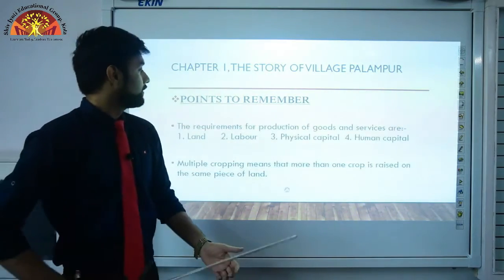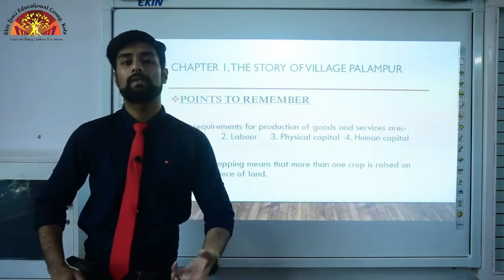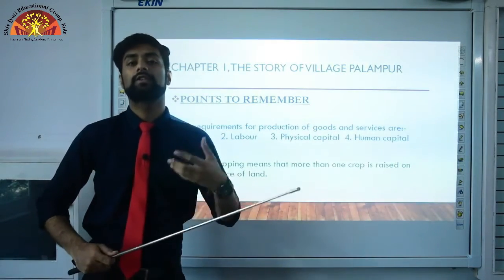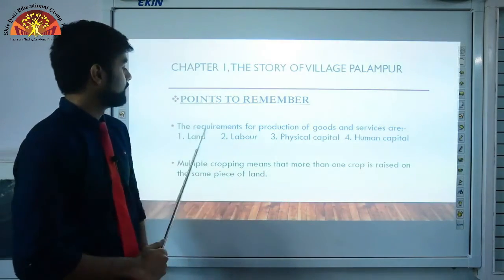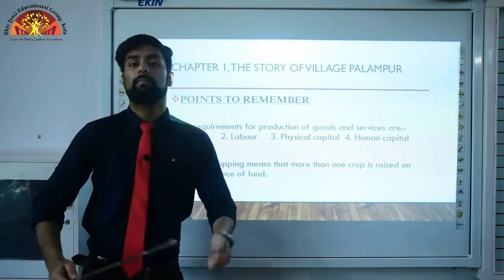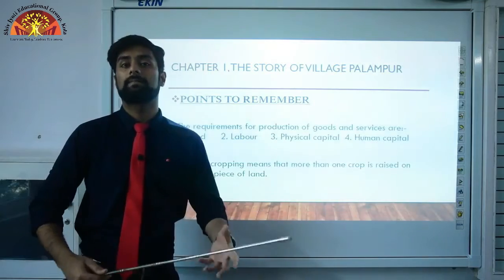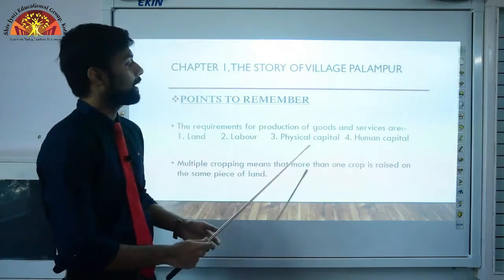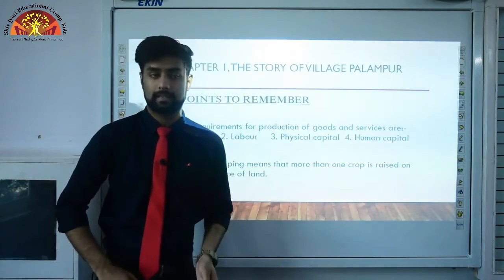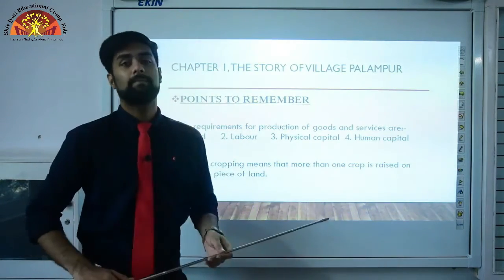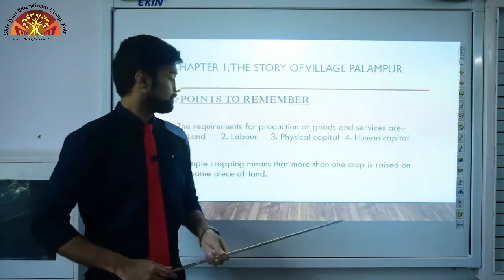Next point, the requirement for production of goods and services are, means goods and services if you have to produce, if you have to provide goods and services in a factory, then you need 4 things. You require these 4 things, which is land, that means a place where you can build your factory. Second is labor. Labor are the people who work there. Then physical capital are required, such as raw materials, water and other stuff. Then we have human capital, means the people who will be working there, okay. We'll learn about human capital as well in a bit.